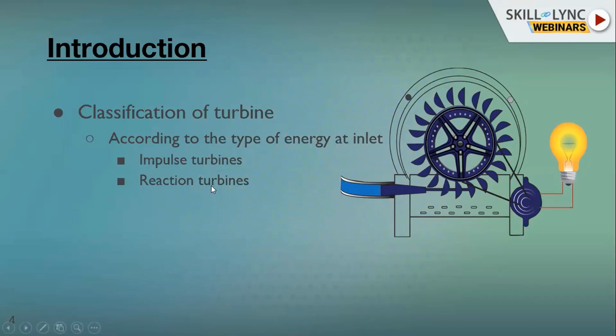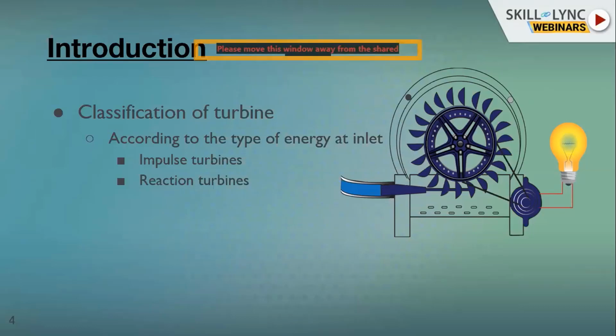The next is the reaction turbine. What do you understand by a reaction turbine? If at the inlet of the turbine the energies are kinetic and pressure energies, then such a turbine is known as a reaction turbine. So apart from the kinetic energy, you also have pressure energy. The best examples of these are the Francis and Kaplan turbines.